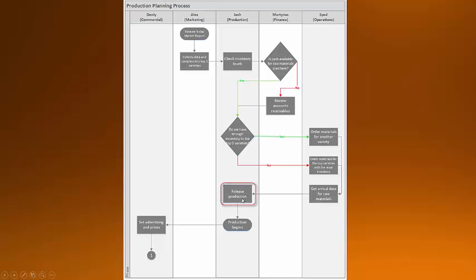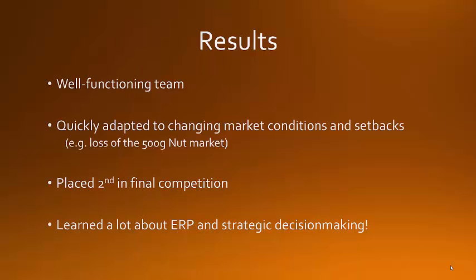I would release production. Production would begin, and once we had stock in place, Denley would set advertising and prices for those new products. The end result of all this was a well-functioning team following the three C's, and we were able to quickly adapt to changing market conditions and setbacks.